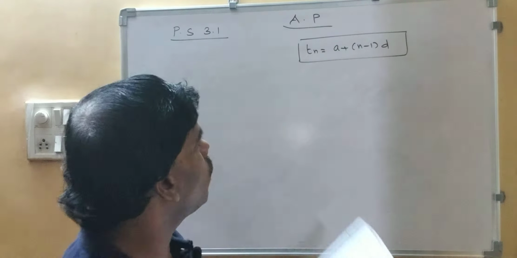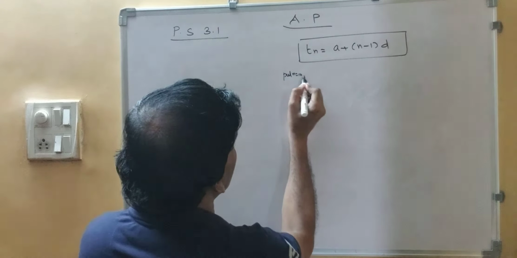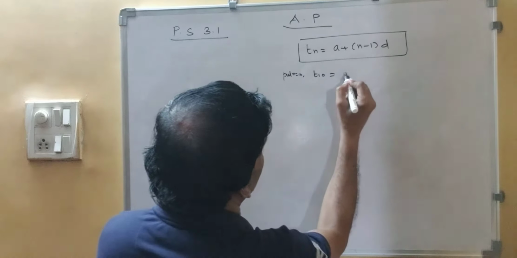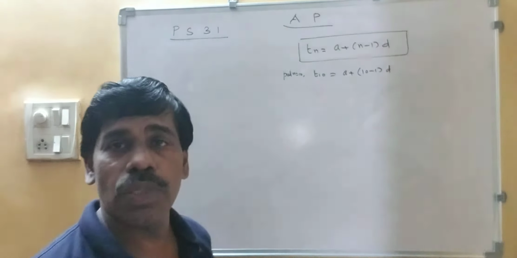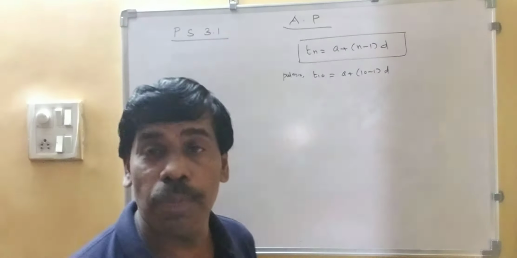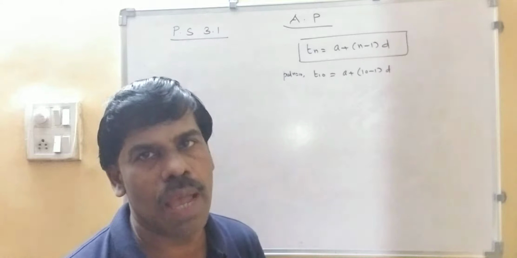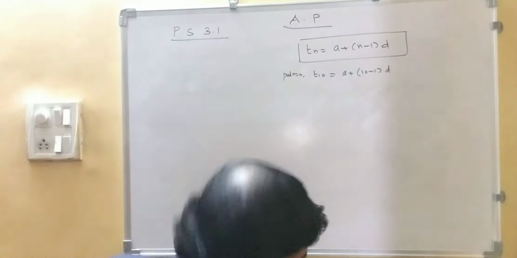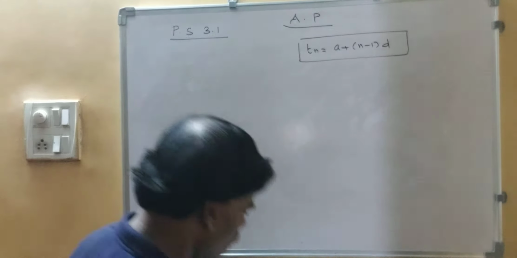Suppose T10 you want to find out, that means n equal to 10. Put n equal to 10. So, you will get T10 equal to A plus (10 minus 1) into D. That means you are going to find out the 10th term of the sequence or AP. Okay, now we will start with some examples for better understanding. First sum we will do.